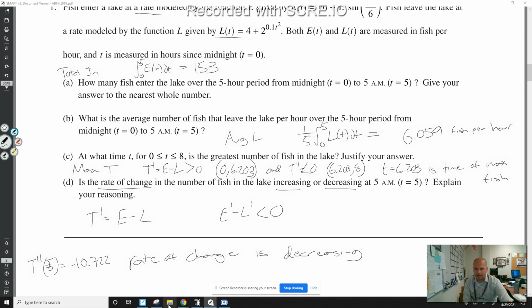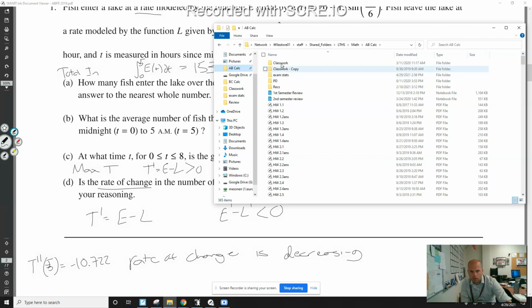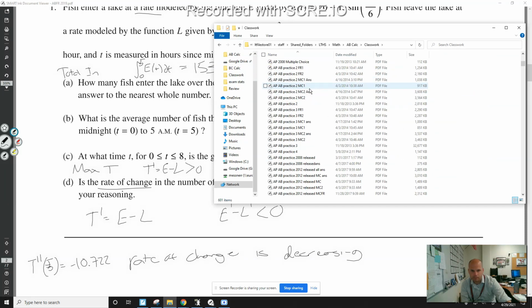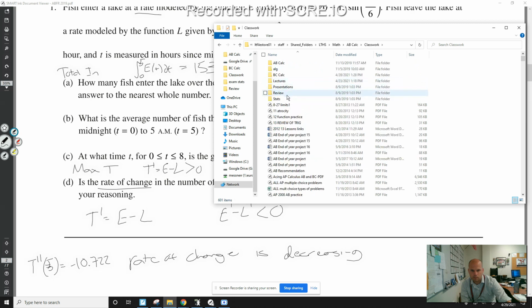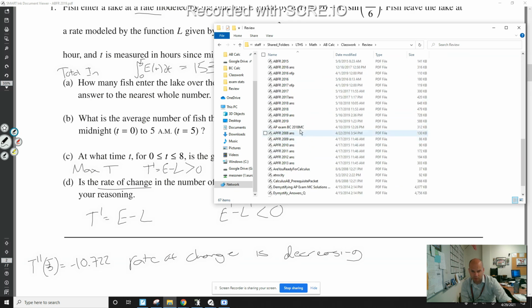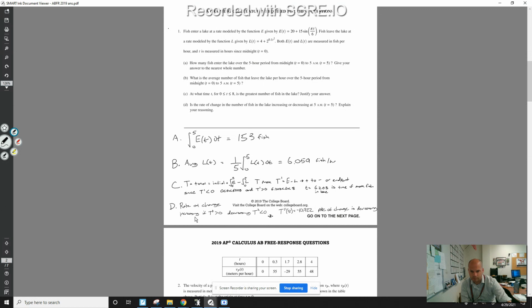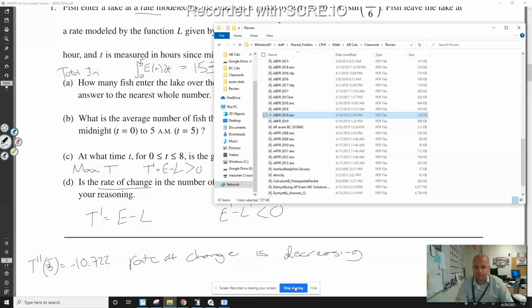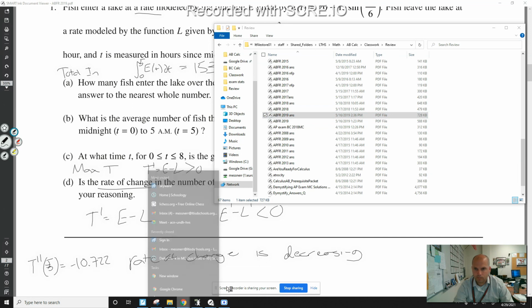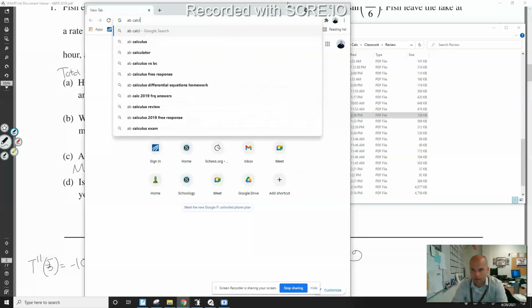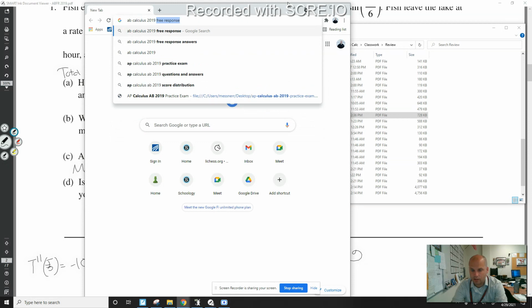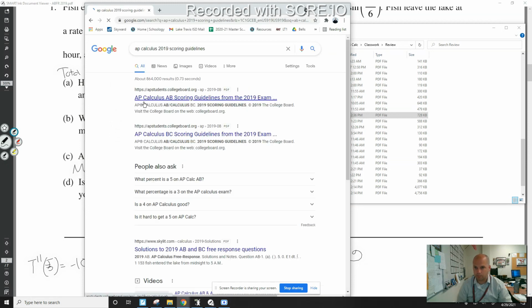All right, let's look at how points were distributed. I don't know if I actually have the scoring guidelines. I think I just have my answers. Yeah. Second derivative, negative 10.7. Okay, let's look at the scoring guidelines. It's very easy. AP Calculus 2019 scoring guidelines. Usually it pops up right away.